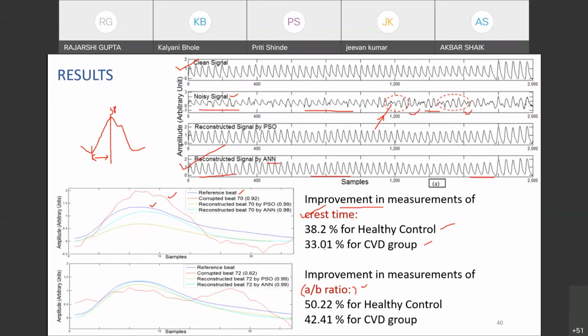So in this way, we considered only two parameters, crest time and A by B ratio, which is used for the augmentation index, and we could achieve a 50% improvement for the healthy control and 42.41% for the CVD group.